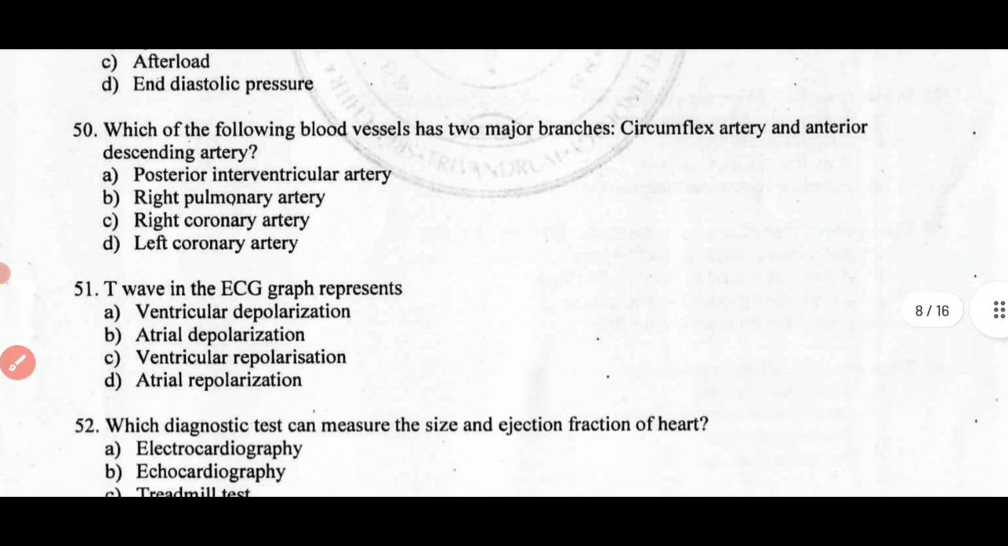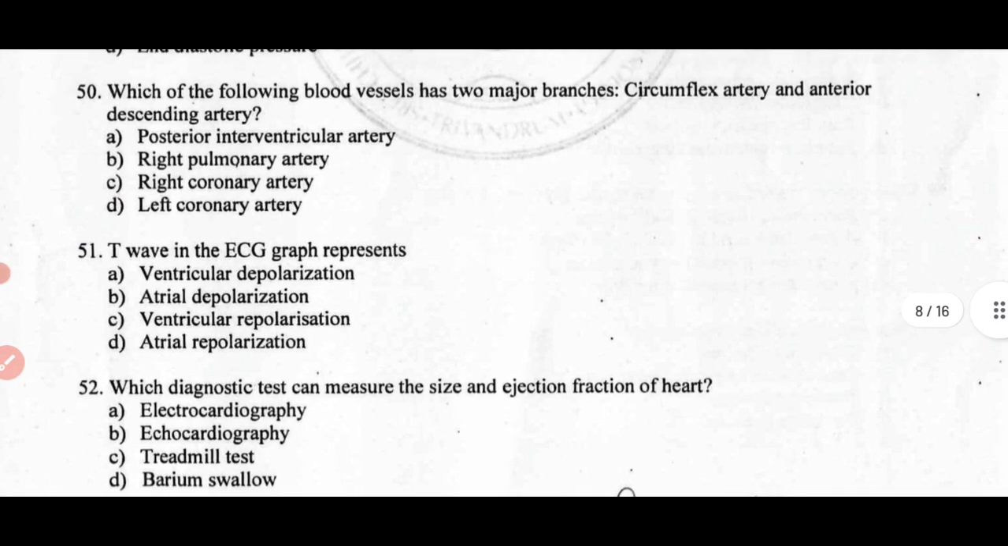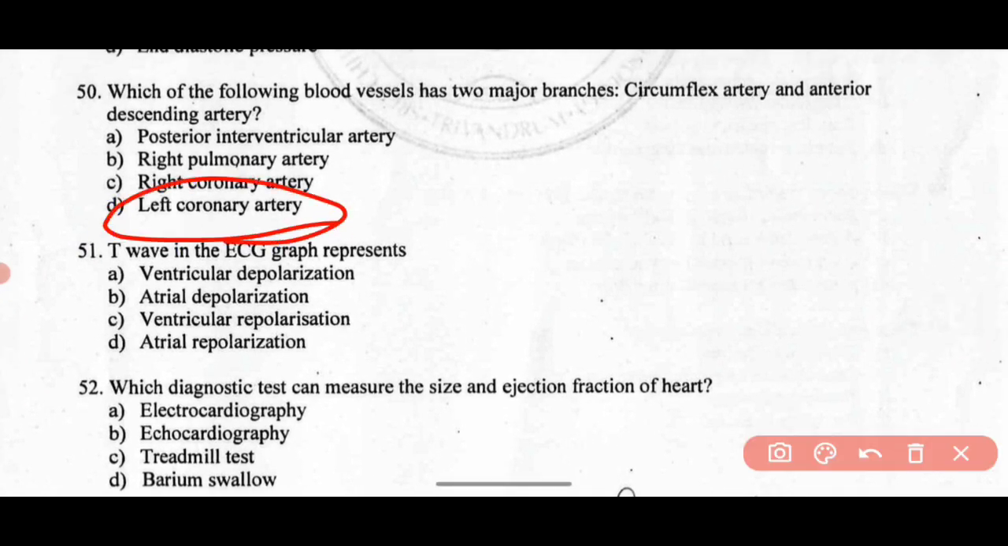The 50th question is, which of the following blood vessels has two major branches, the circumflex artery and the anterior descending artery? The right answer is the left coronary artery, because the left coronary artery gives rise to the circumflex artery and the anterior descending artery. So here the right answer is option D. The rest of the questions we'll be discussing in the next session.